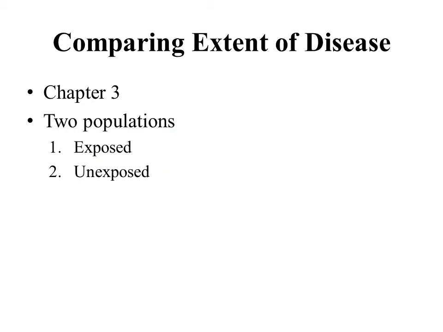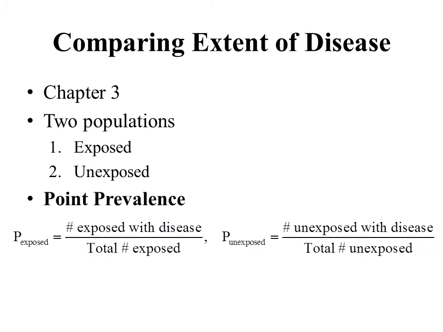So in this section we're going to use some ideas from Chapter 3 where we compared the extent of disease in different populations. When comparing populations, we have two generic types, exposed and unexposed. The exposed are those people who are exposed to some risk factor for the disease, and the unexposed are not. And we had lots of different ways of measuring the extent of disease.